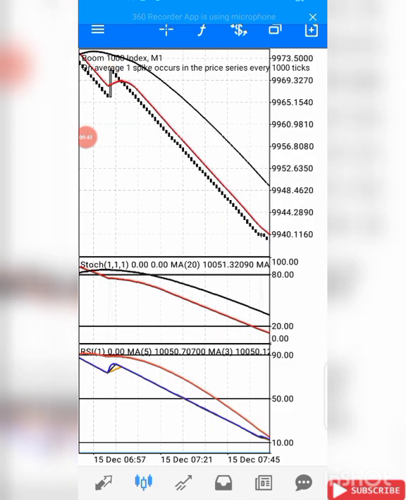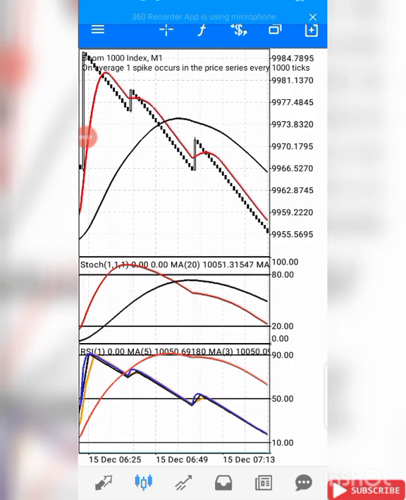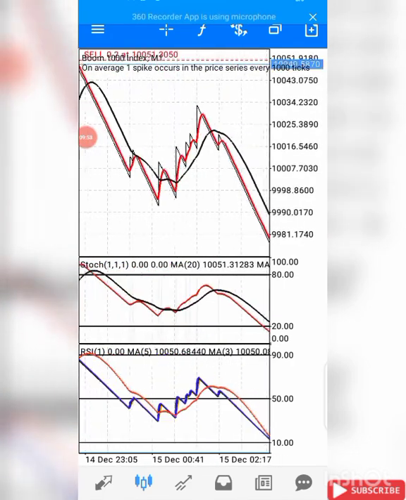You see? It's more than 60 candles. So the market is so long. But don't be greedy. Just take your 10-minute candle and get out of the market. This is another one here.